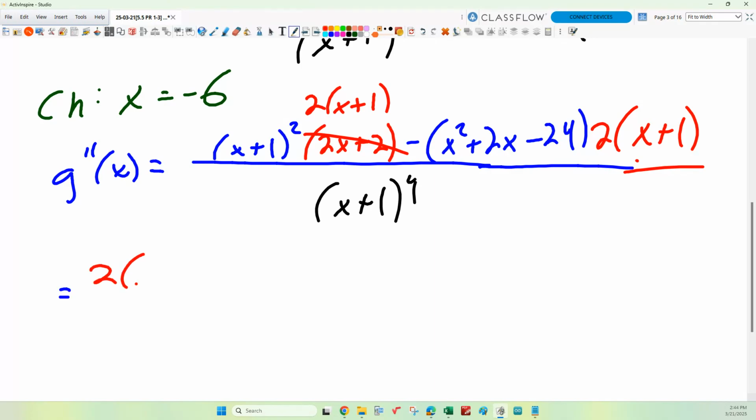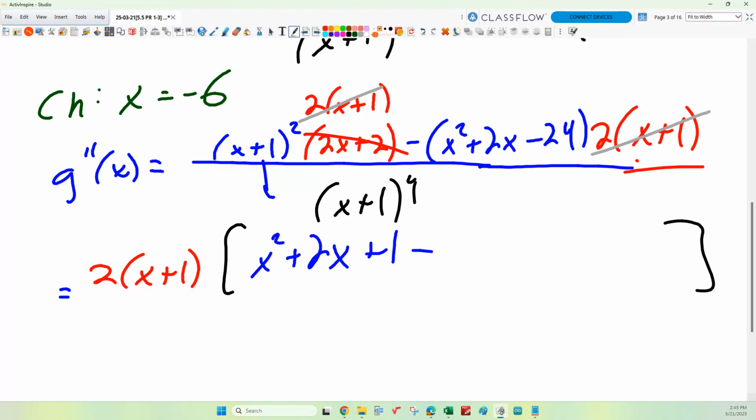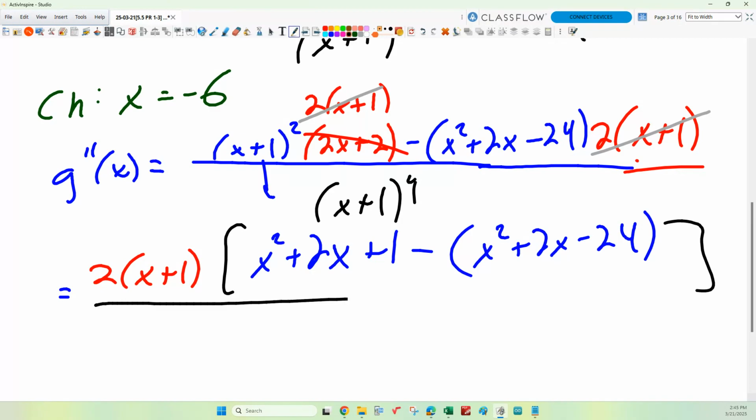Okay, but that helps. We take out that 2 times the quantity x plus 1, and what's left behind? So all that stuff got taken away, right? And so then really what we've got here is just x squared plus 2x plus 1 minus x squared plus 2x minus 24. Everybody see that in the top? Divided by x plus 1 to the 4th. But look at this. I can cancel out one of those factors too. Okay? See how that works? Moral of the story being what? Factor the polynomials first. Yeah.